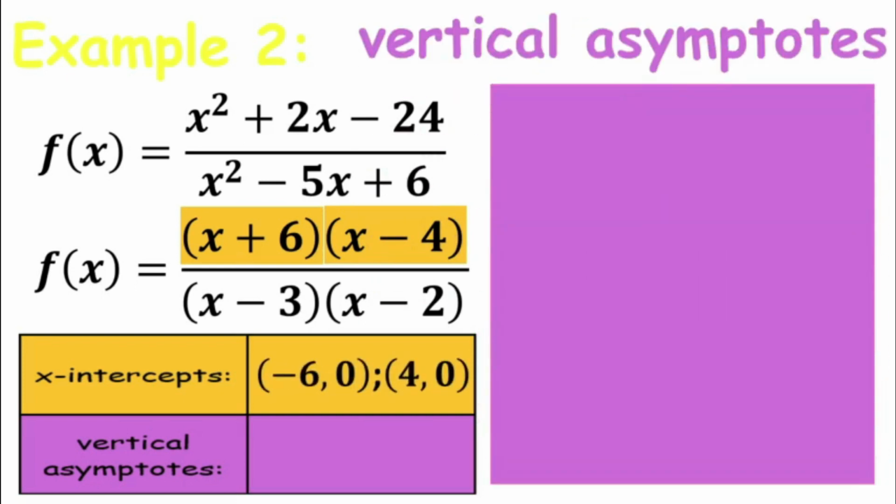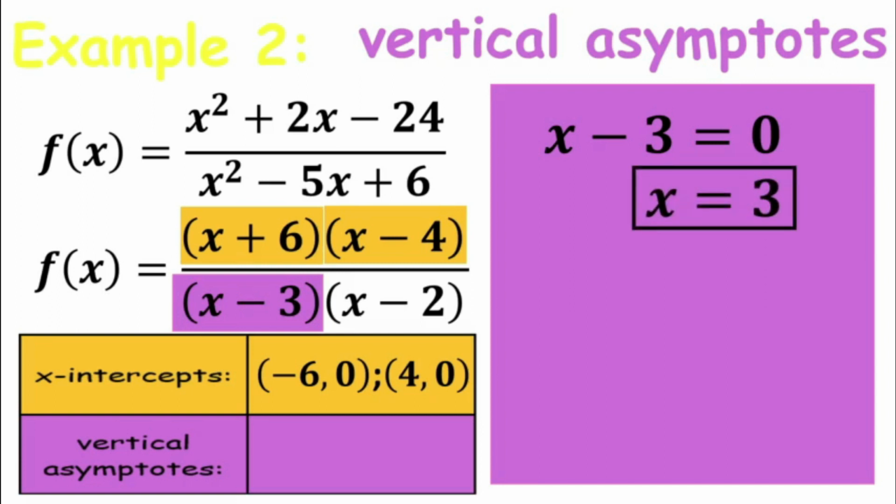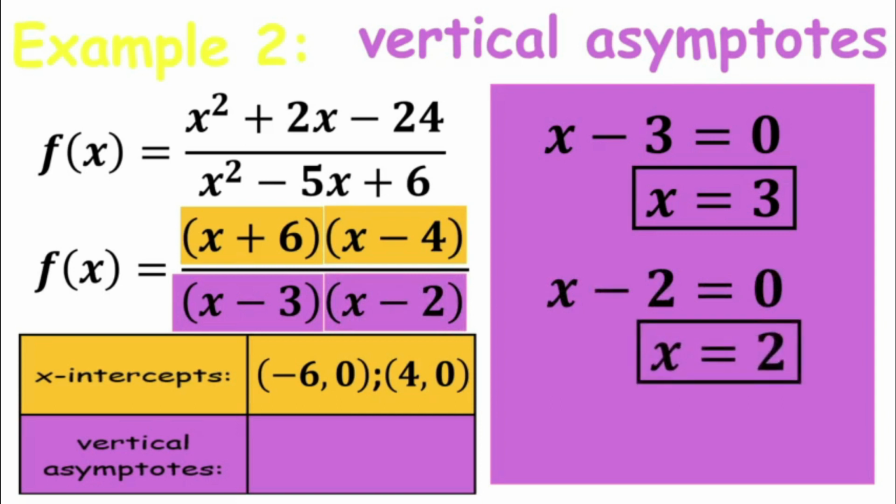To solve for the vertical asymptotes, equate each factor of the denominator to 0, then solve for x. First, we have x minus 3. x minus 3 is equal to 0. Transpose negative 3, we have x is equal to 3. Next, we have x minus 2. x minus 2 is equal to 0. Transpose negative 2, we have x is equal to 2. The two vertical asymptotes are x is equal to 3 and x is equal to 2.